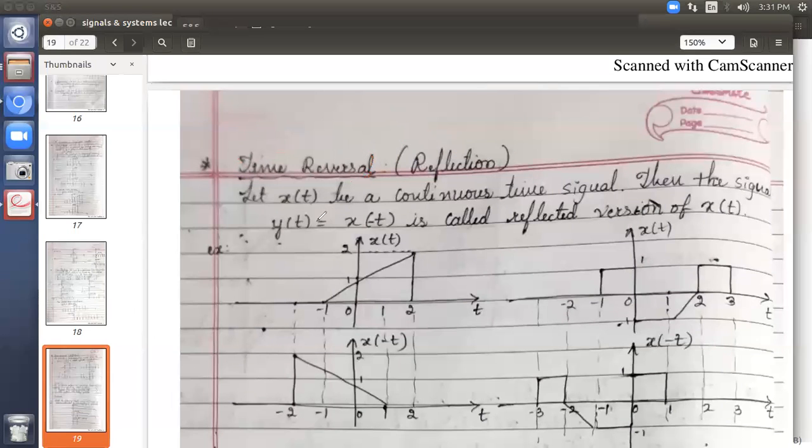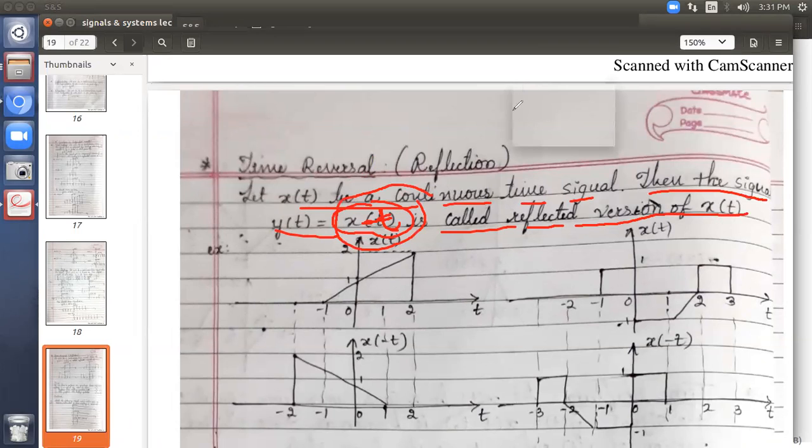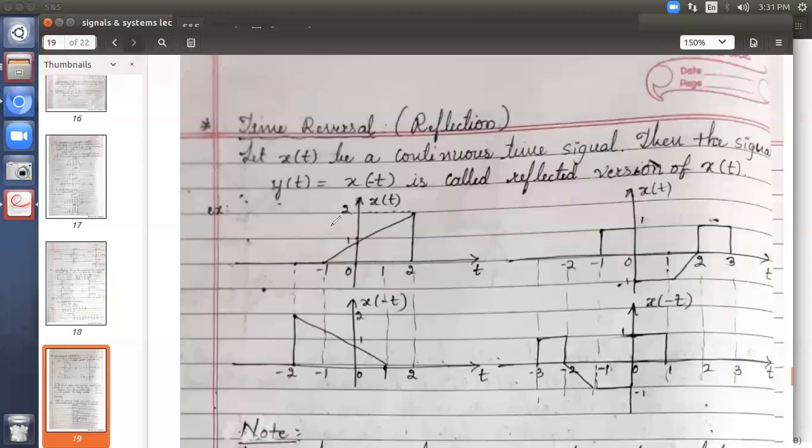Let's see the definition. Let x of t be a continuous time signal. Then the signal y of t is equal to x of minus t. Remember, the negative sign is inside the bracket, associated with the small t. x of minus t is called the reflected version of x of t. Now it is important to know how to find x of minus t, that is, how to find the reflection. Let's take one example and see how the reflection is performed.